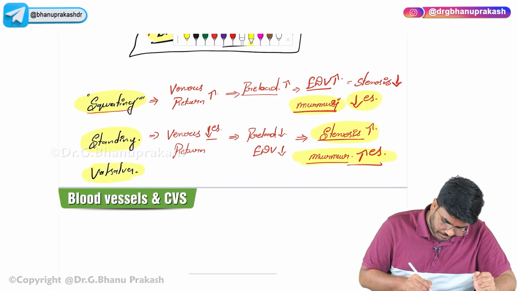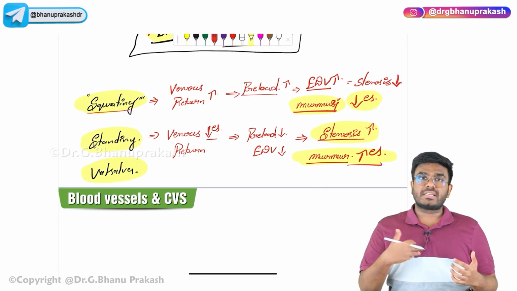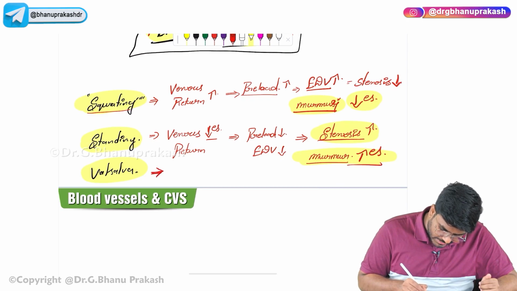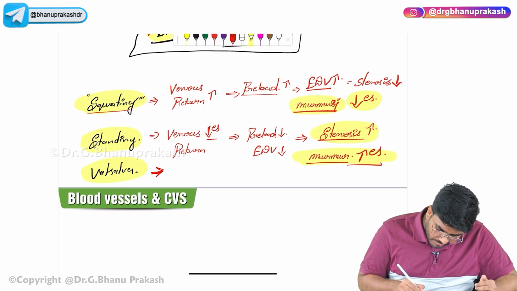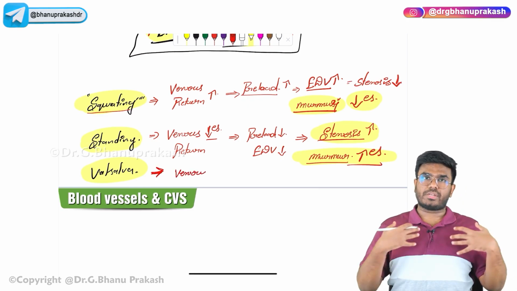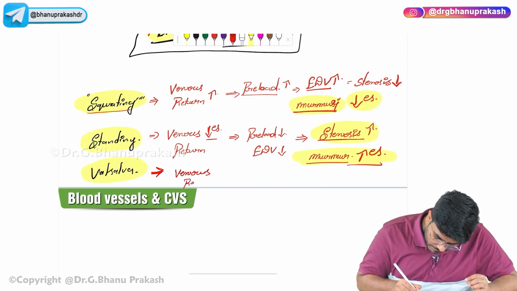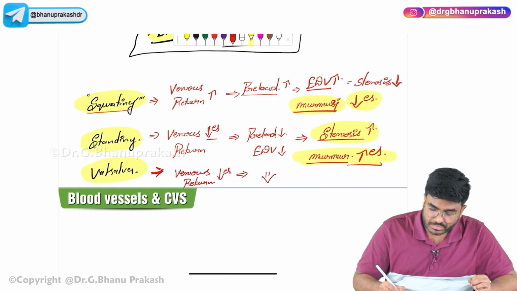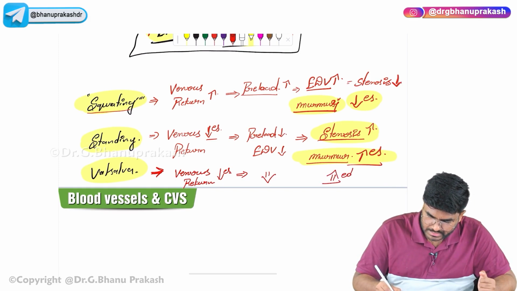And with the Valsalva. Whenever you are doing Valsalva, what happens to the pressure inside the thorax? The pressure inside the thorax increases. Whenever the pressure inside the thorax is increased, what happens to the venous return? Already there is more pressure here, so the venous return decreases. Whenever the venous return decreases, it is the same thing. Preload decreases, end-diastolic volume decreases, so there will be more stenosis, so murmur intensity increases. The murmur is going to be increased.